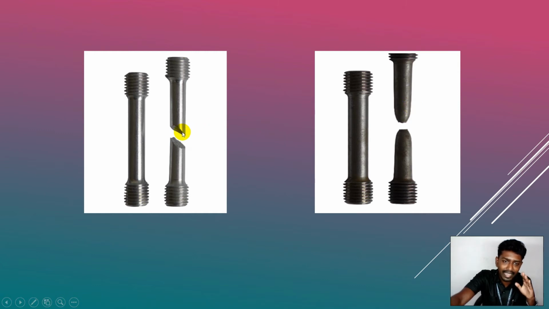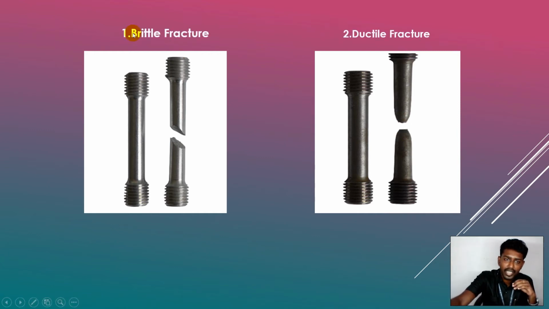You can see the difference here. The failure happened just by breaking into two pieces, just by a crack. But if you see here, it is broken into two pieces as well, but when you compare with the first one, here you can see the reduction in size. Here it is just a crack, but here you can see reduction in size, and only afterwards is it broken into pieces. So I can name the first case a brittle fracture and the second case a ductile fracture.